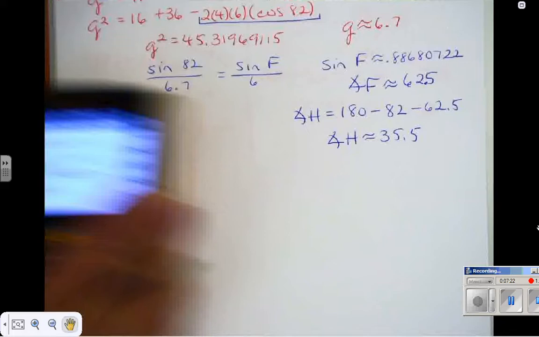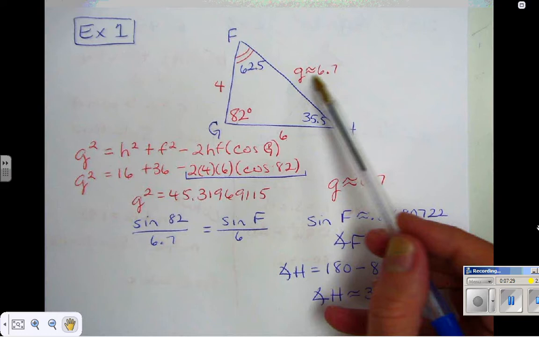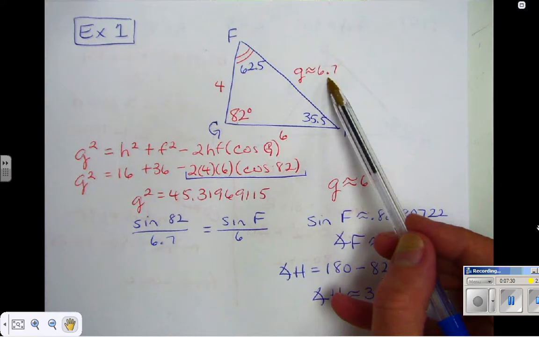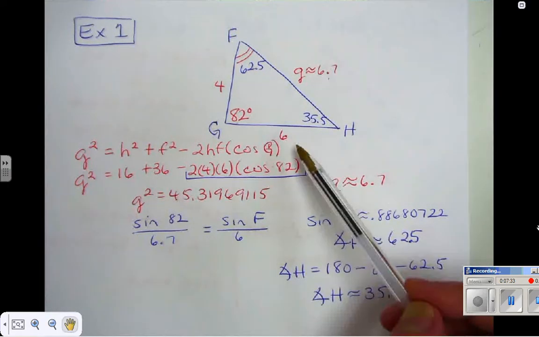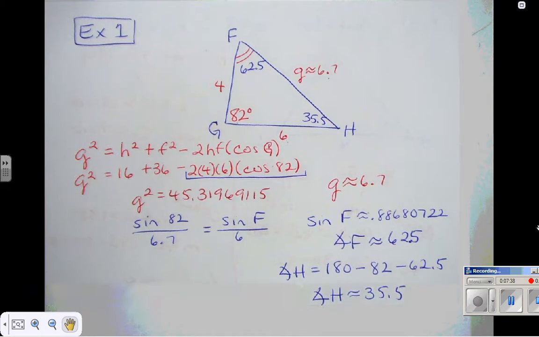I'm going to scoot my triangle down. Okay, since angle G is across from the biggest side, yes, that makes sense. Angle F is across from the middle side, and angle H is across from the smallest side. So yeah, those are all good answers. You do want to make sure that your angles and your sides make sense with each other. Any questions? Okay, let's look at the next example.